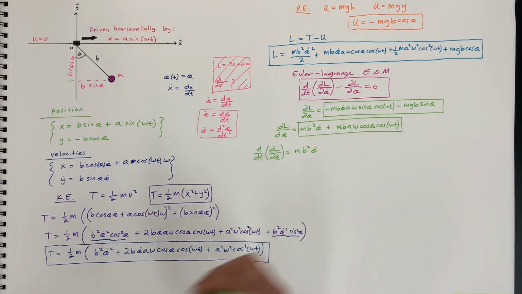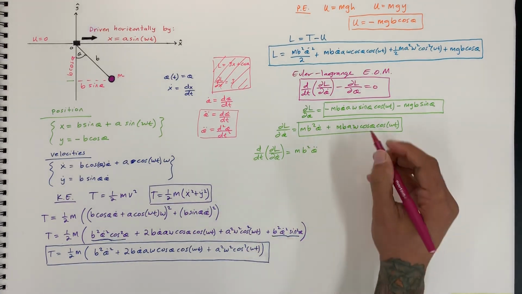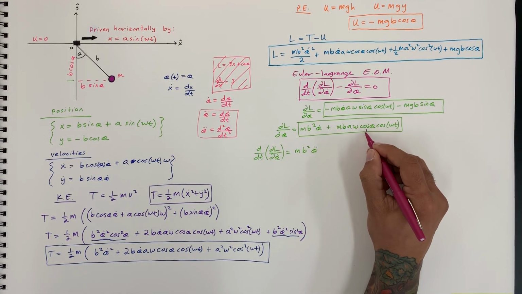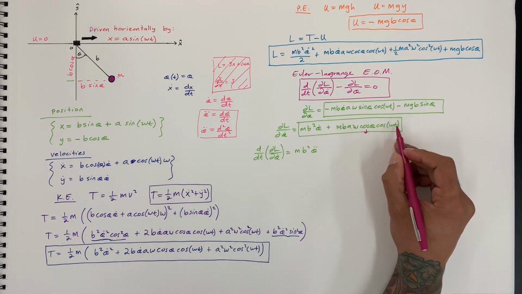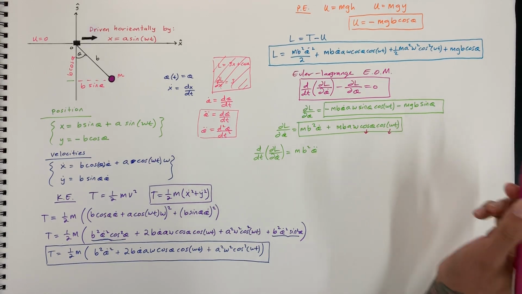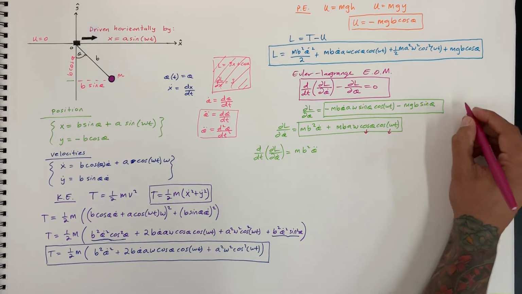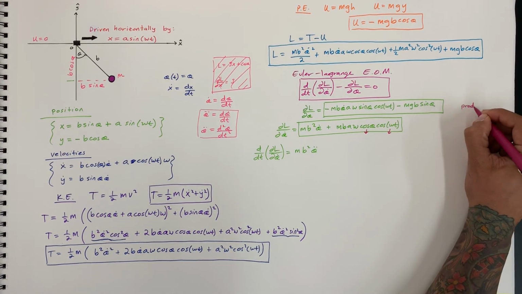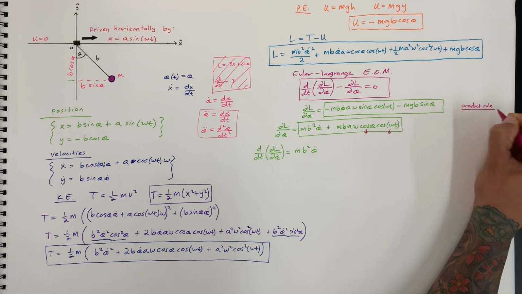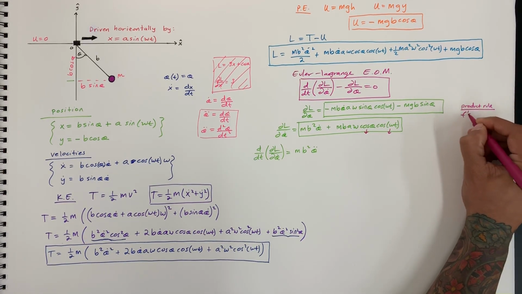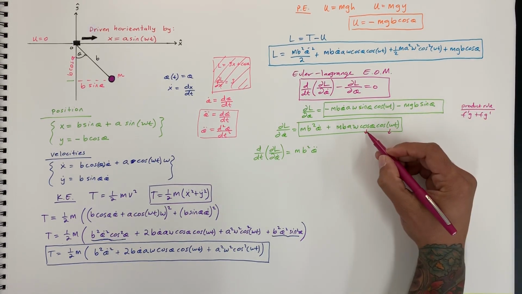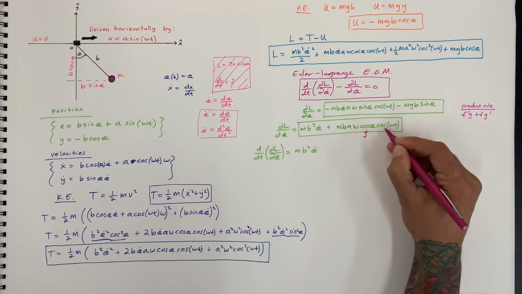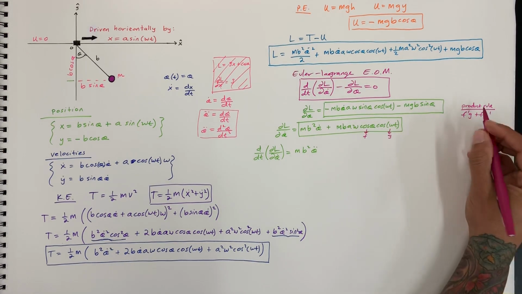We have two terms. Let's identify them. We have this term here, which is theta, a function of t, and this term here has omega t. So we need to use the product rule. I'm going to write it over here. Product rule, which is f prime g plus f g prime, and this here is going to be our f term, this here is going to be our g term.